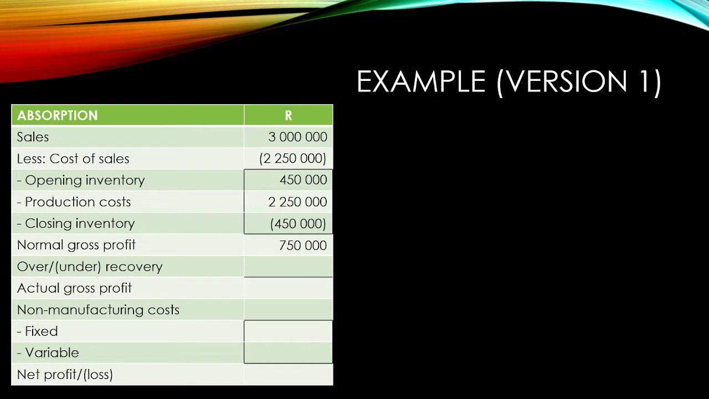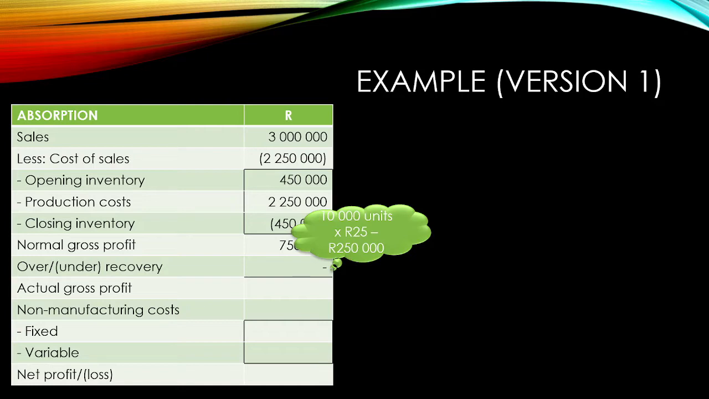To calculate our under or over recovery, we take the absorbed overheads, which is the 10,000 units produced multiplied by the 25 Rand per unit, and we subtract our actual overheads of 250,000 Rand. Remember, we subtract the actual overheads incurred when preparing our actual income statement. When preparing a budgeted income statement, we subtract our budgeted overheads.